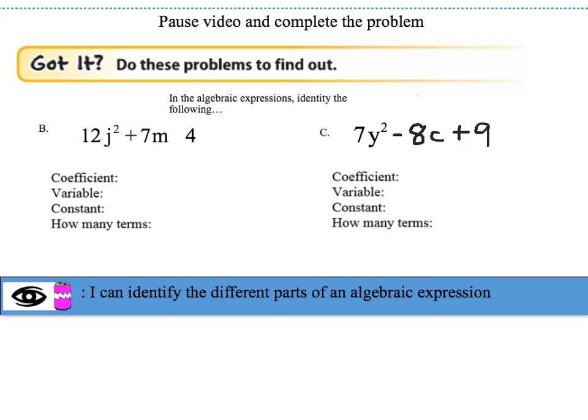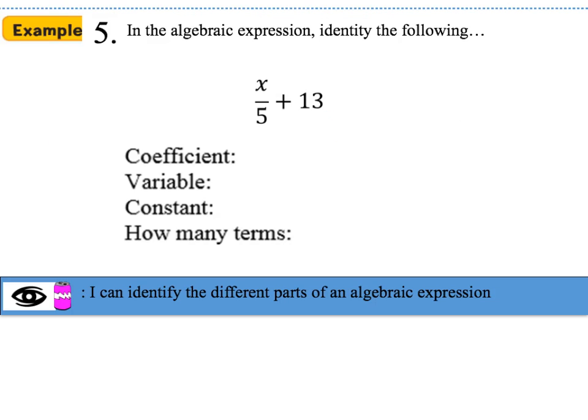So go ahead and pause the video, complete the got it problems, and we'll discuss the answers in class tomorrow. Notice there are two got it problems on this slide. We've got it problem B, and we've got it problem C. Example 5, in the algebraic expression, it says identify the following.